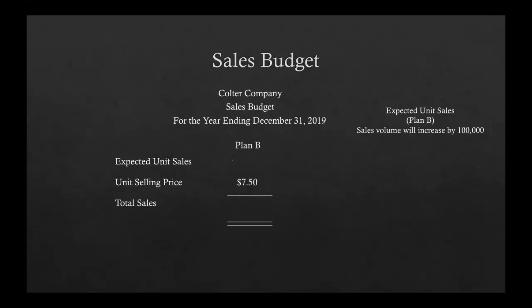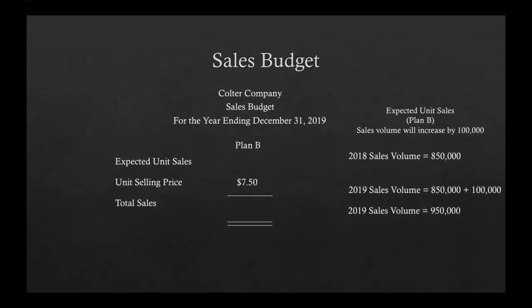Now we can take a look at Plan B. We were told that sales volume will increase by 100,000. Well, we already found that 2018's sales volume was 850,000. So if it's going to increase by another 100,000, 2019 sales volume will end up being 950,000 units.